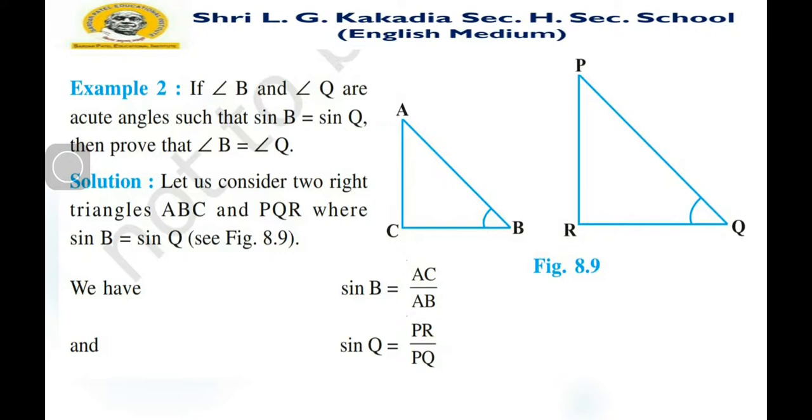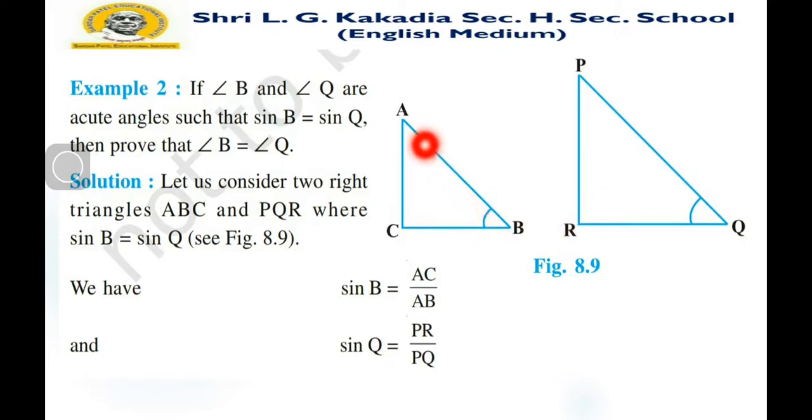If angle B and angle Q are acute angles, as you can see in the figure, such that sin B is equal to sin Q. We know that if the angles are the same, then the ratio will be the same. Then prove that angle B equals angle Q. We want to prove that angle B and angle Q are equal.